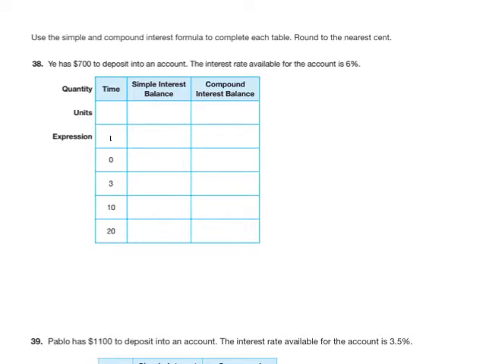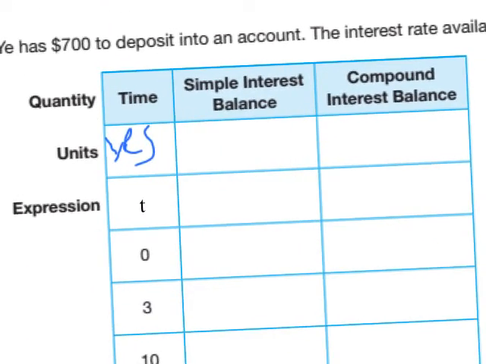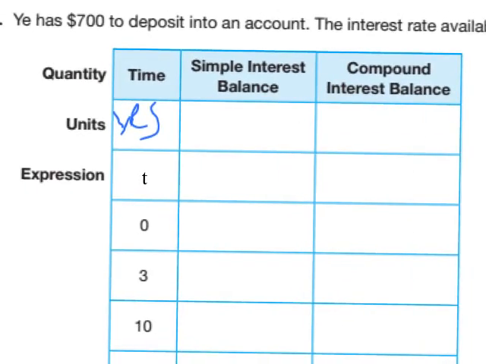Okay, we'll use red and blue. The units is years, probably. Let me zoom in. Simple interest. Well, that's going to be money, dollars. And then this one's also going to be in money. The expression of time. So you want to make the function in terms of t.